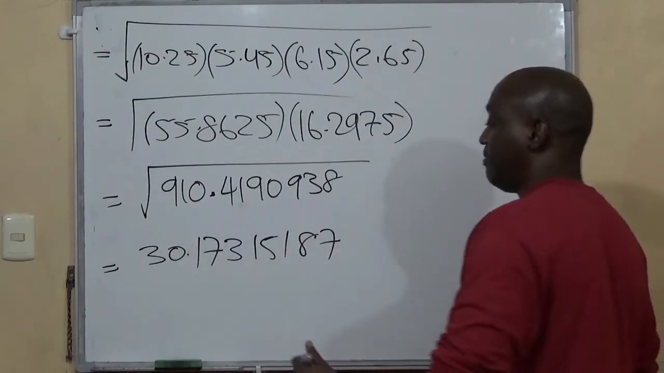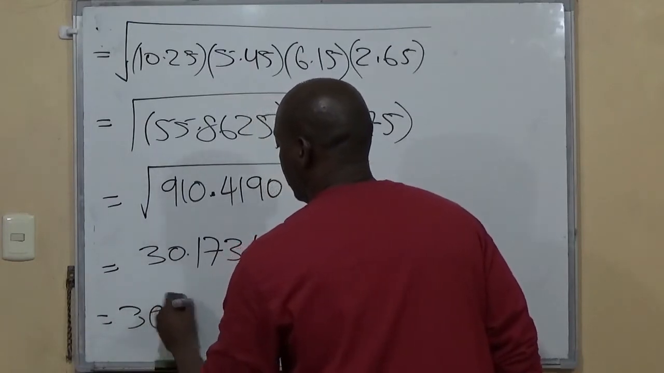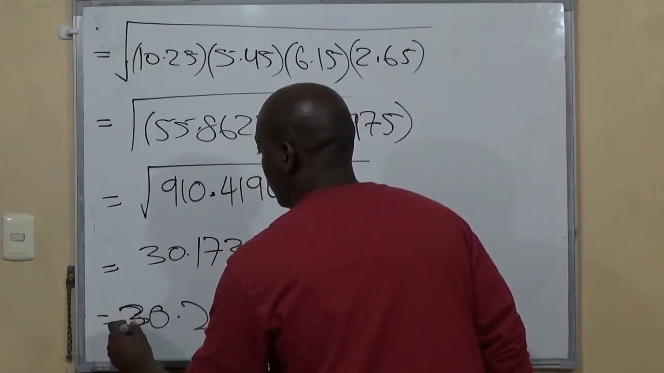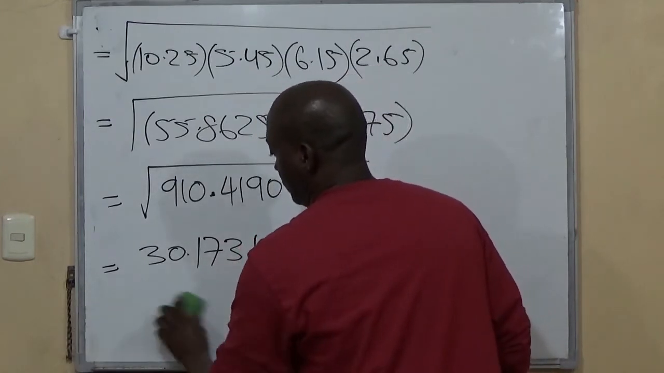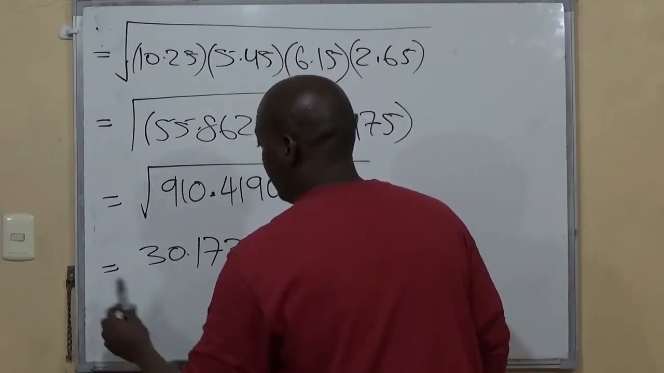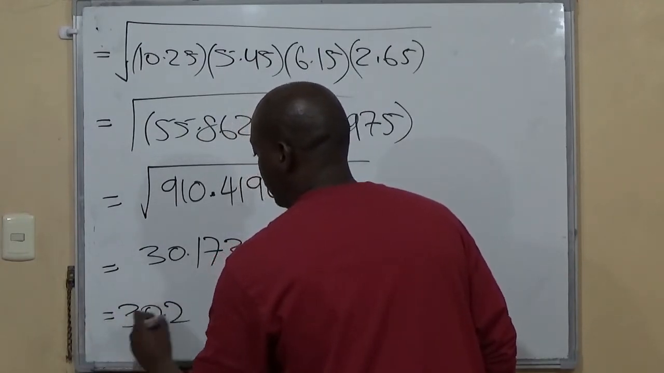30.1731518.7 to 3 significant figures is 30.2. Right? How I get that? Hold on. I'm going to write the thing properly now. 30.2. Right? Make a proper 3 there.